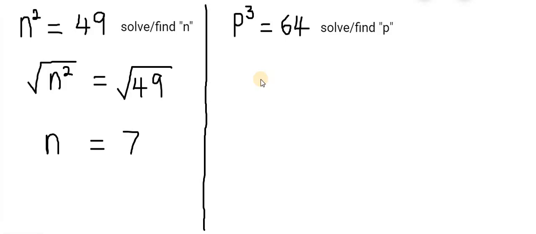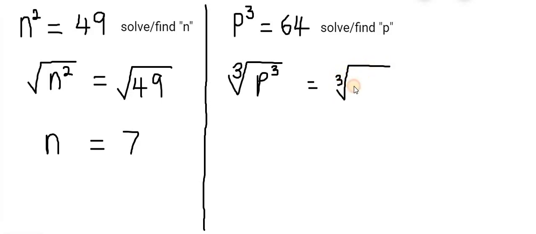Okay? And so, to get cube, or the power of 3, away from p, I use a cube root, so that means I put a 3 in here to show that it's a cube root, and because I've done that to the left of the equals sign, I have to do the same to the right.